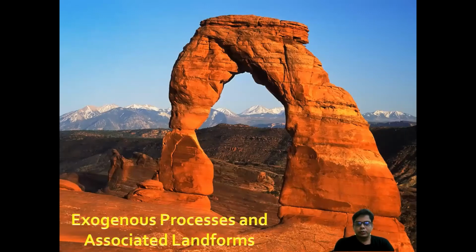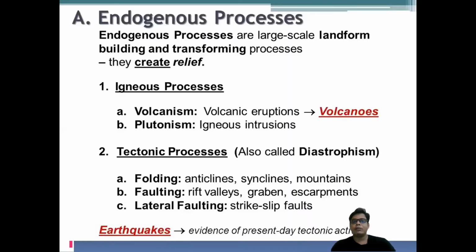So today we are going to start a new chapter, that is exogenous processes and associated landforms. In this video we are going to discuss the exogenous processes including the endogenic processes and their associated landforms, physical weathering, then chemical weathering and biological weathering and associated landforms. So let's get started. First thing, what are endogenic processes?